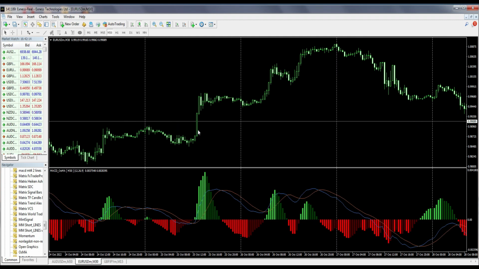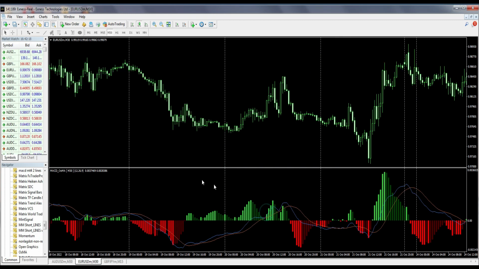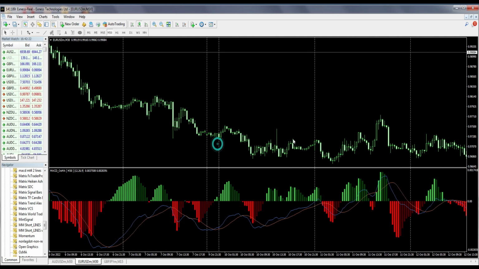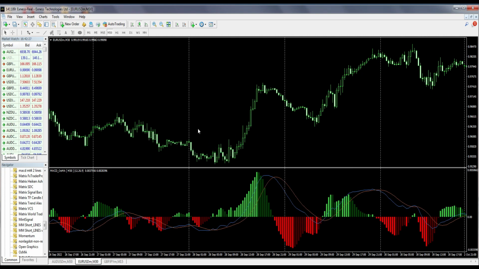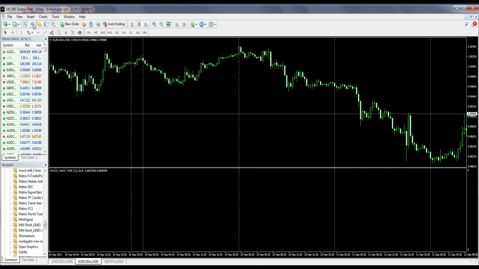For example, if you were to see 12, 26, 9 as the MACD parameters, which is usually the default setting for most charting software, this is how you would interpret it. The 12 represents a moving average of the previous 12 bars. The 26 represents a moving average of the previous 26 bars. The 9 represents a moving average of the difference between the two moving averages above.